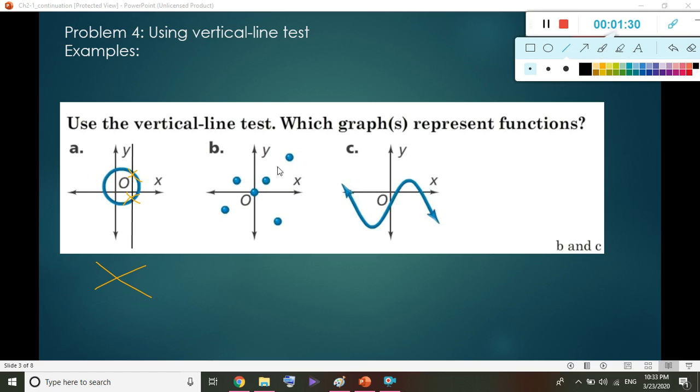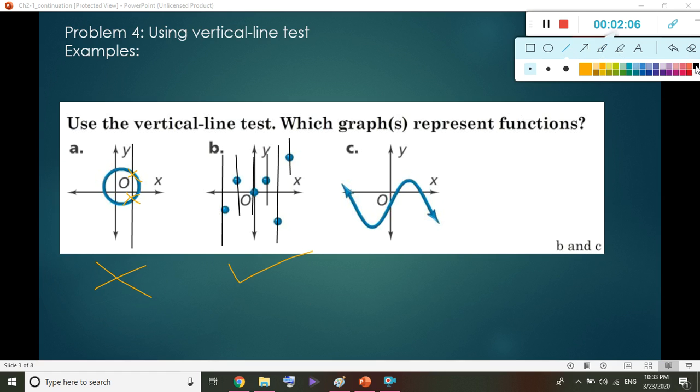Let's try the second one here. We have 1, 1, 1, 1, 1, and 1. For each vertical line we made, how many points did it pass through? It passed through 1, 1, 1, 1, 1, 1. So this is a function.